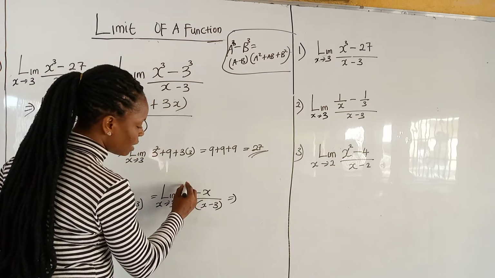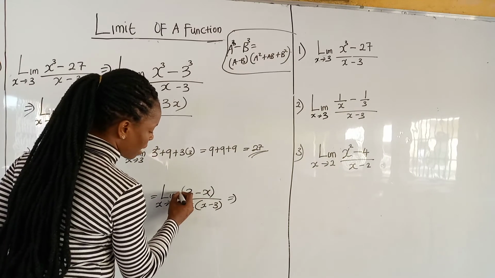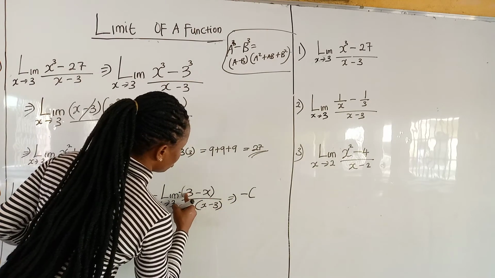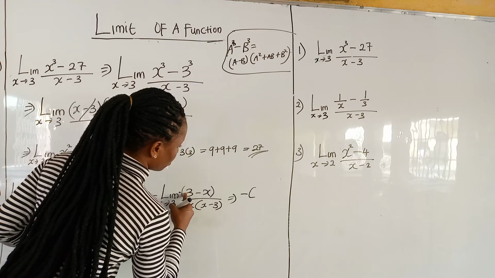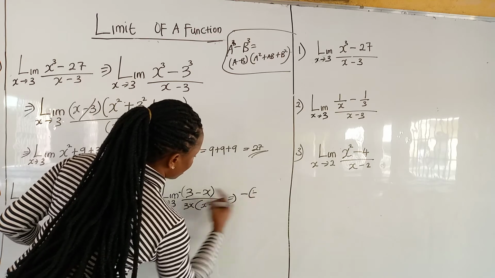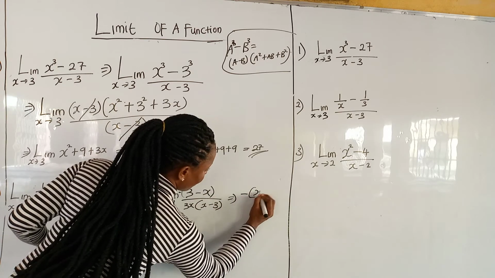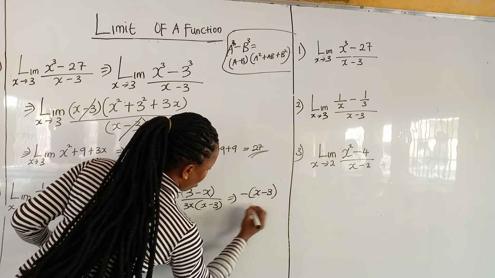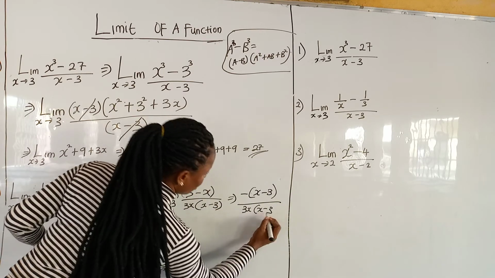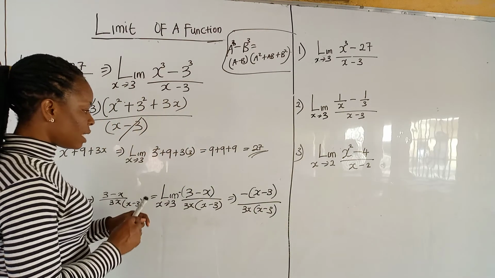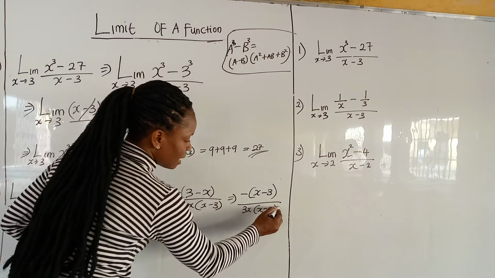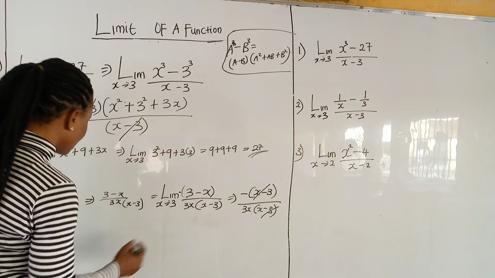If you multiply this bracket by minus, I'll have minus into, this will change to minus 3 and this will change to plus x, so that we have (x minus 3) all over 3x into (x minus 3). I'm not doing anything: if I use this minus to multiply this bracket, I'm getting back this, so that this and this will go, and you are left with the following.